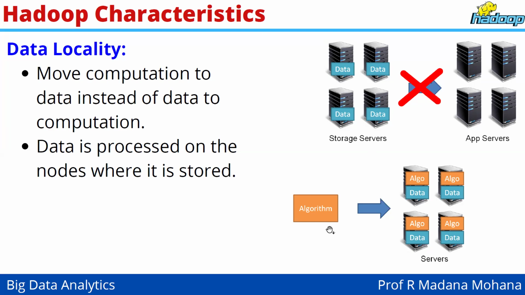Why? Because whatever mechanism, algorithm or procedure you apply, all the servers individually apply that algorithm to the data available in that server. Here you can see individual servers with algorithm and data. So in parallel, in all servers, the algorithm is applied on the available data. That's why data locality is one of the important features in Hadoop.